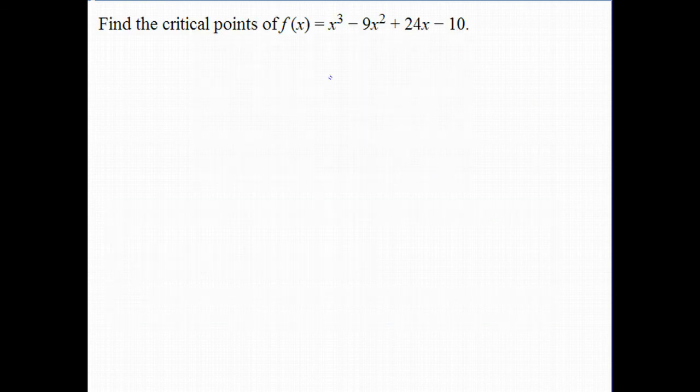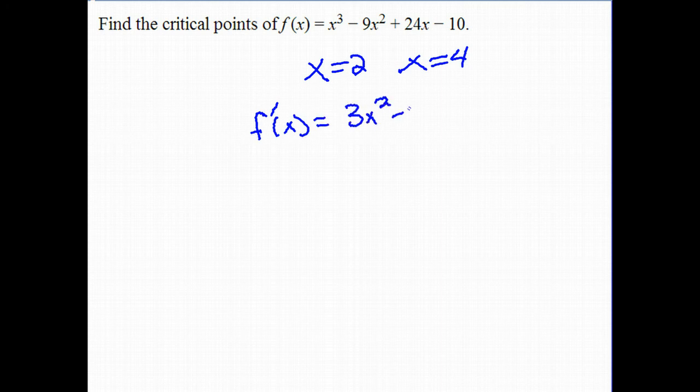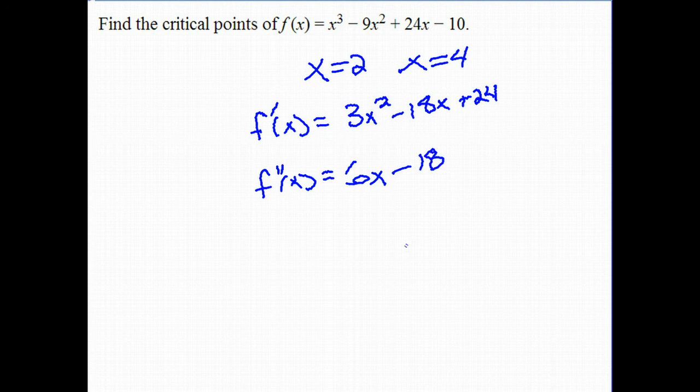Okay, so let's give this a shot. Let's try some of these out. Let's go back to our other function that we had earlier where we know the critical points are 2 and 4. All right, well, we can test this using f double prime. So we've got to find f double prime first. And let's rewrite up f prime was 3x squared minus 18x plus 24. And so f double prime of x is simply going to be 6x minus 18.